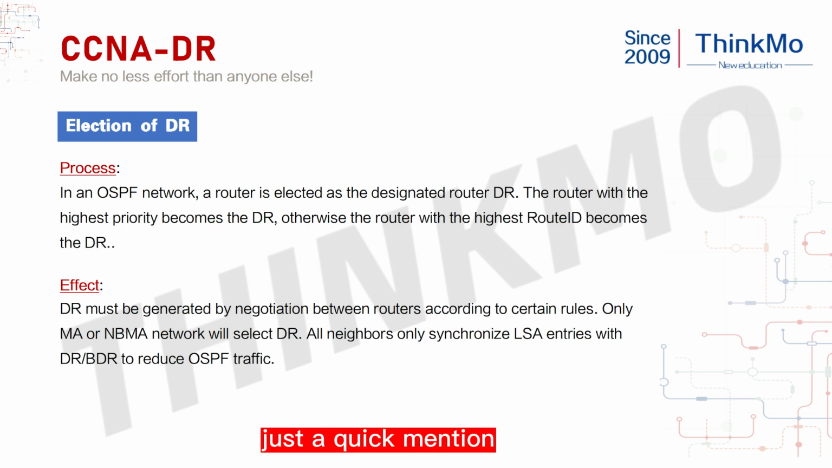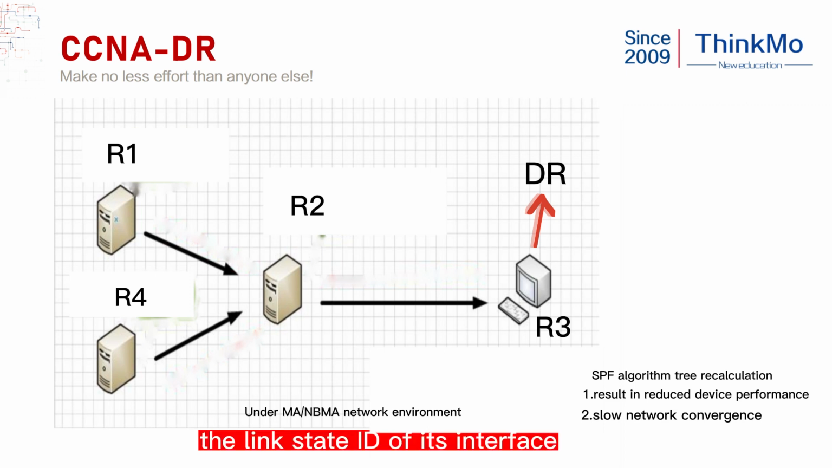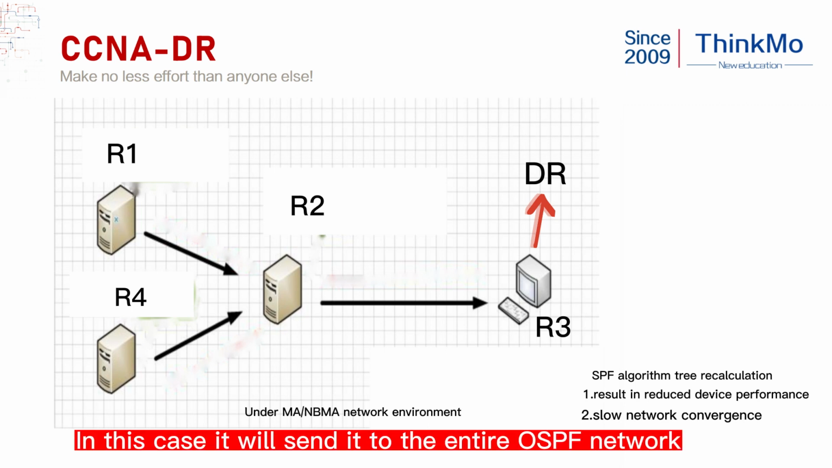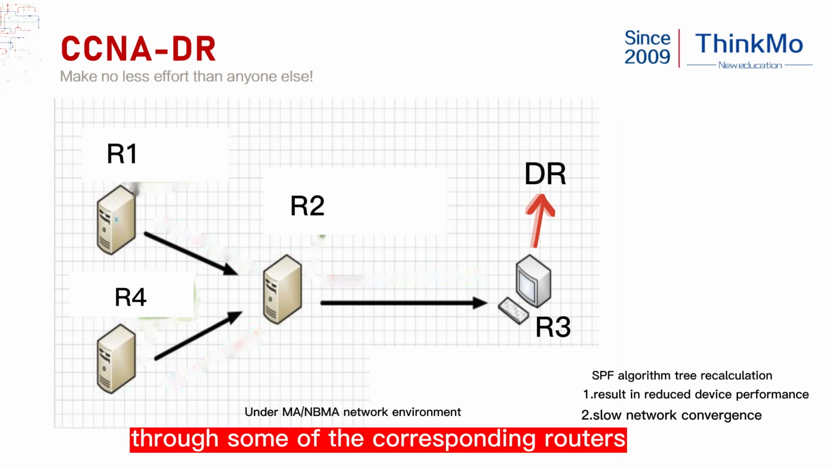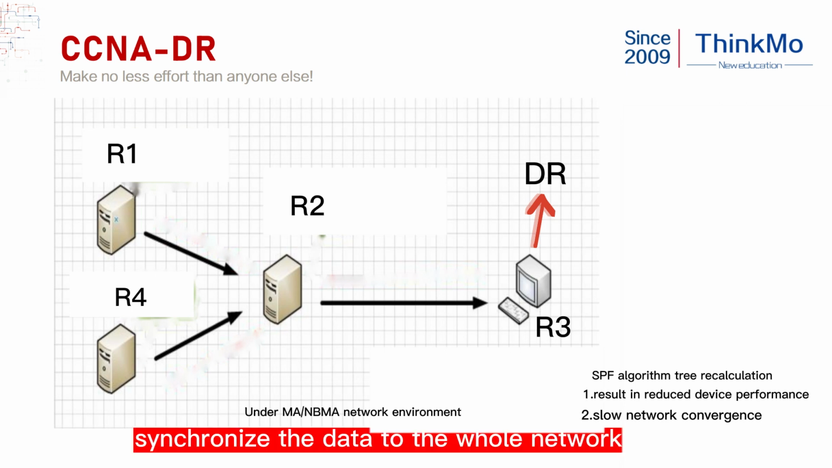Just a quick mention. So let's draw a picture here. Two routers, let's connect them. In the case of MA or NBMA, let's say it's DR. What it produces is the link state ID of its interface. Then it advertises its own netmask. In this case, it will send it to the entire OSPF network through the corresponding routers. Because OSPF is a link state routing protocol, it will send LSAs in the LSDB and synchronize the data to the whole network.